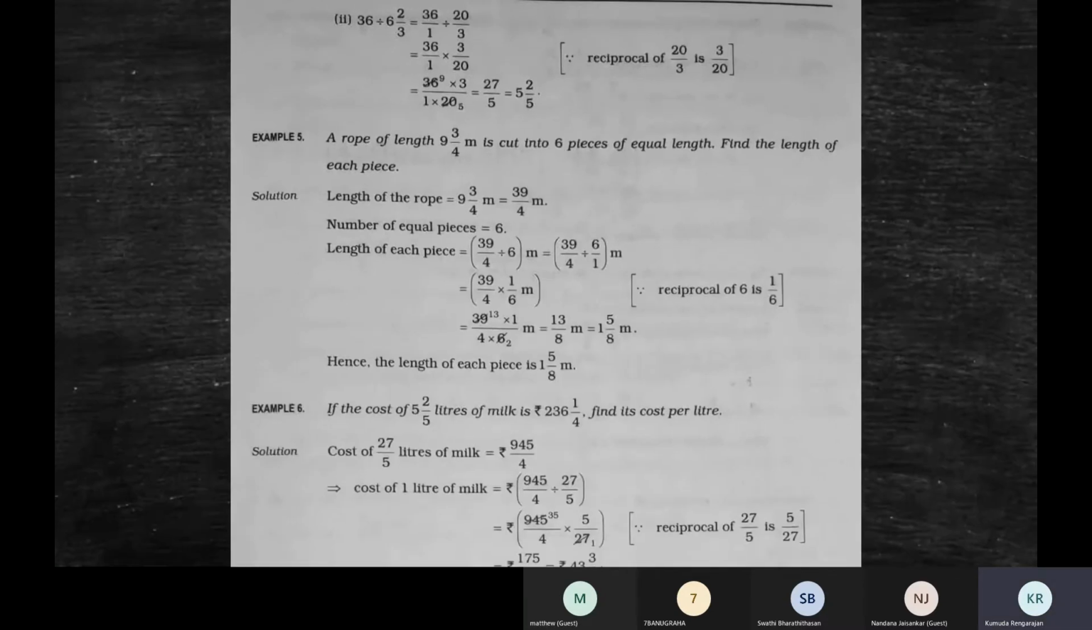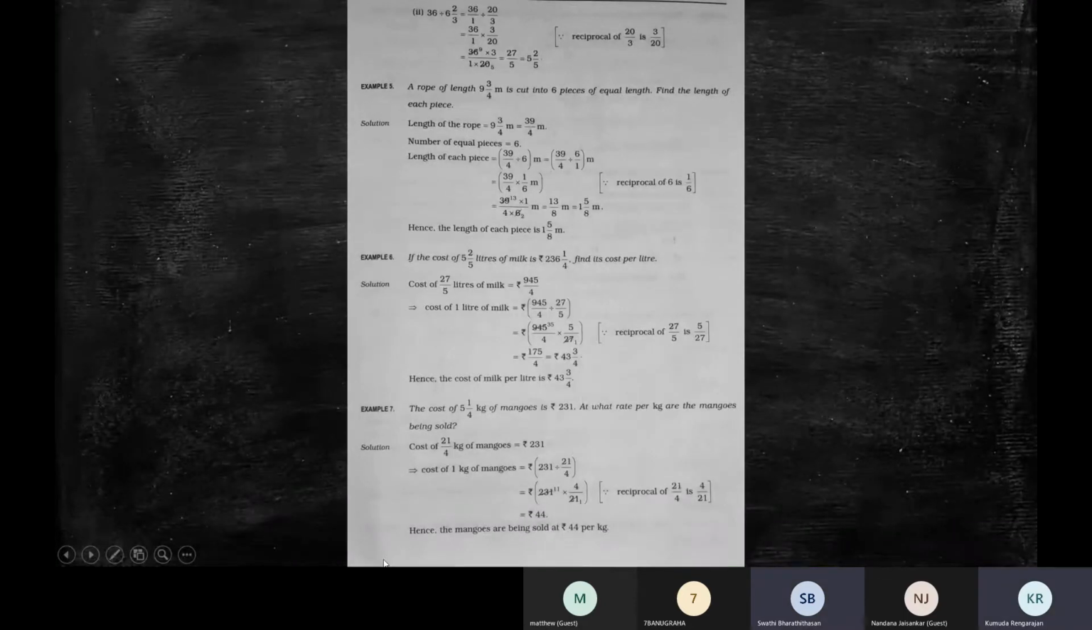Just wanted to recall division. These word problems, I think we did it in the last class, correct? Yes, ma'am.